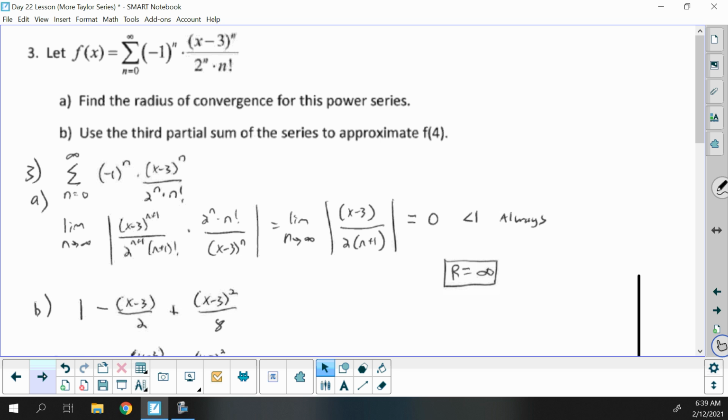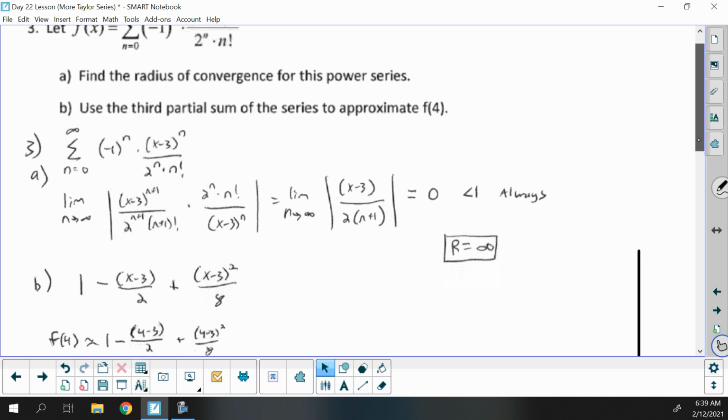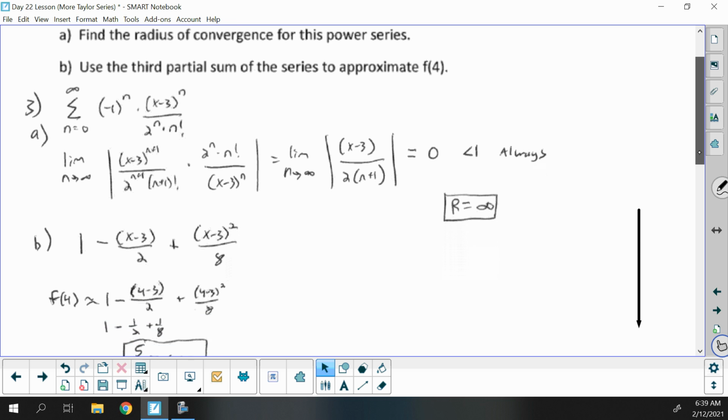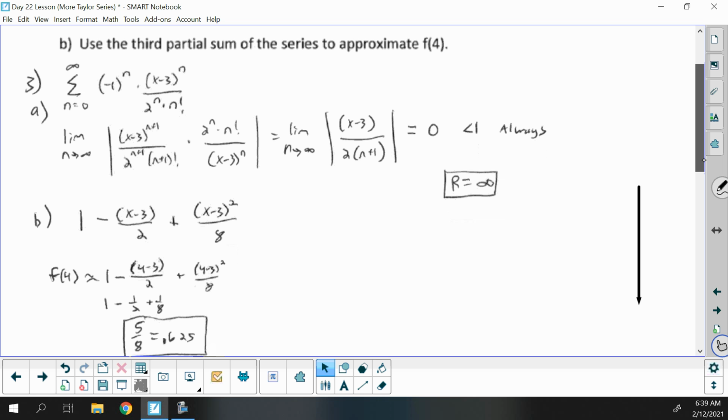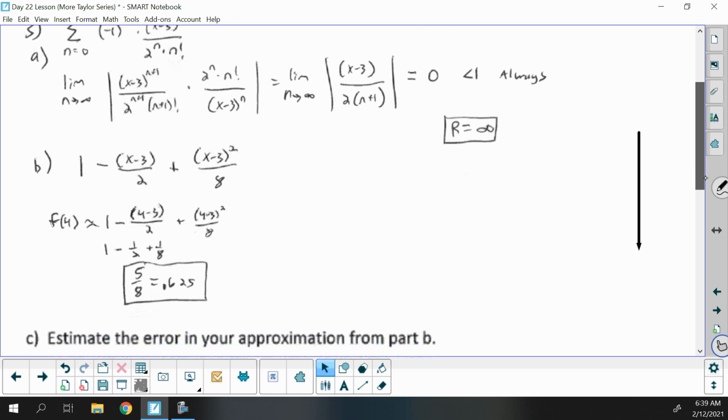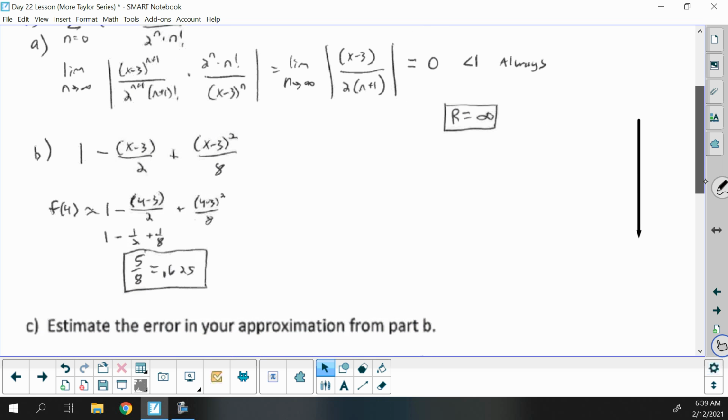We want to use the third partial sum and approximate f of 4. So write out your first 3 terms by subbing in 0, 1, and 2. And we get that there. Sub in 4, you get either 5/8 or 0.625.